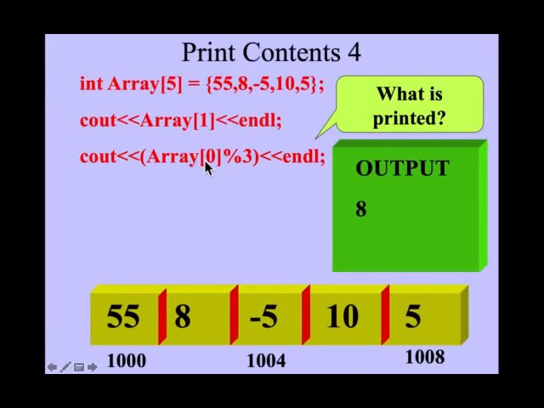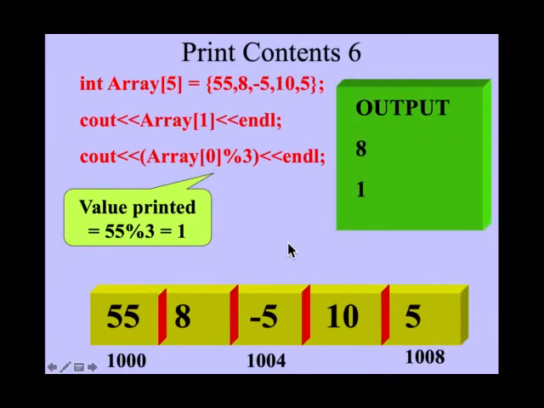Then it says cout array 0 modulus with 3. So this is a good time to review modulus a little bit. So array 0 is 55, and modulus with 3 will be, so 17 into 3 is 51, 18 into 3 is 54. 55 modulus 3 will be 1, because 18 into 3 is 54. So this value evaluates to 1, and then I'm outputting 1 here as a result of this program statement. Okay.